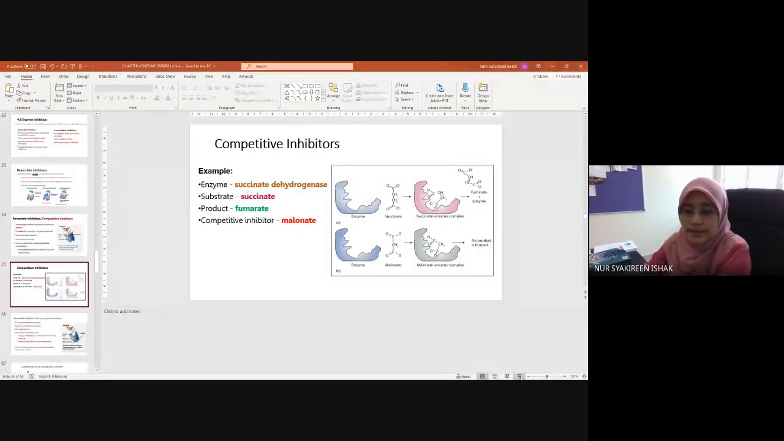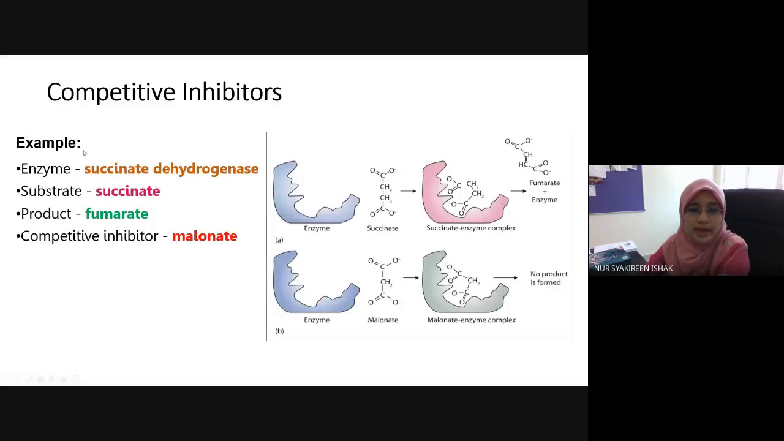So for example, for competitive inhibitors, you can have this reaction where you have the enzyme succinate dehydrogenase, and the substrate is succinate. Succinate can bind to the active site of the enzyme and catalyze the reaction to produce the product, which is fumarate. But in the presence of the inhibitor, which in this case is malonate, as you can see, the structure of malonate is similar to succinate.